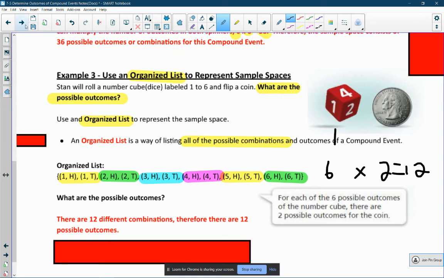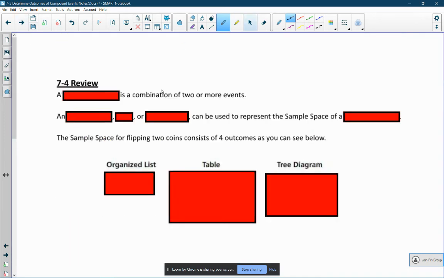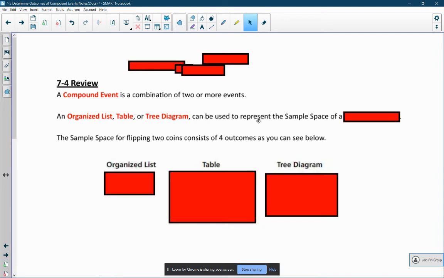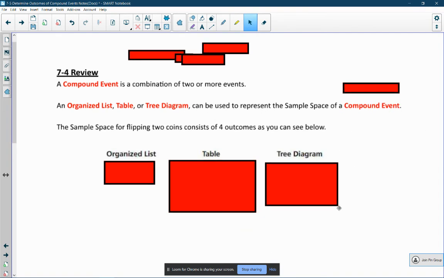Okay, so let's review this. A compound event is a combination of 2 or more events. Could be 2 events, could be 15 events, it doesn't matter. An organized list, a table, or a tree diagram can be used to represent a sample space of a compound event. Okay, now let's just go over this.